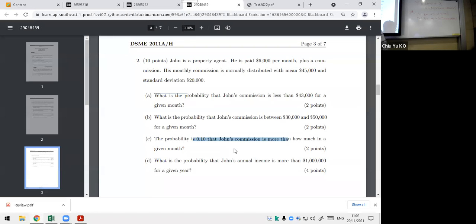So the tricky part comes in once you're done, because of the sum of this guy. The normal distribution with 12 times this, 12 times this, then that's it.